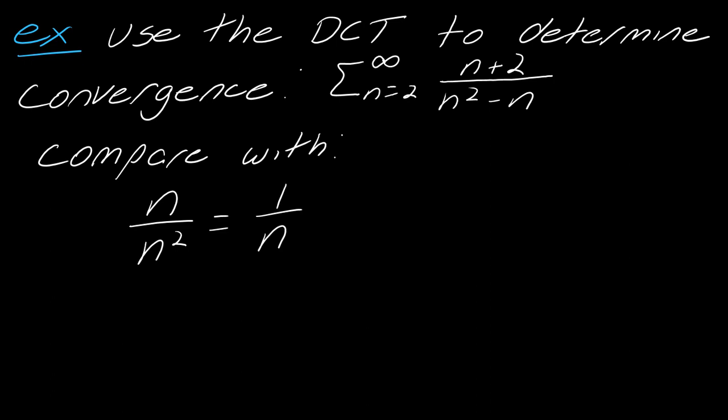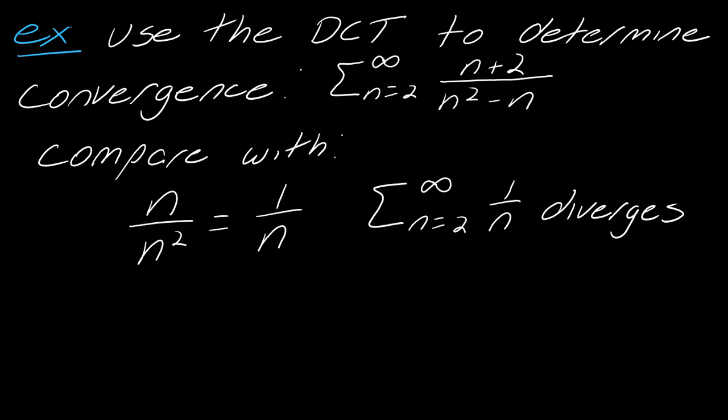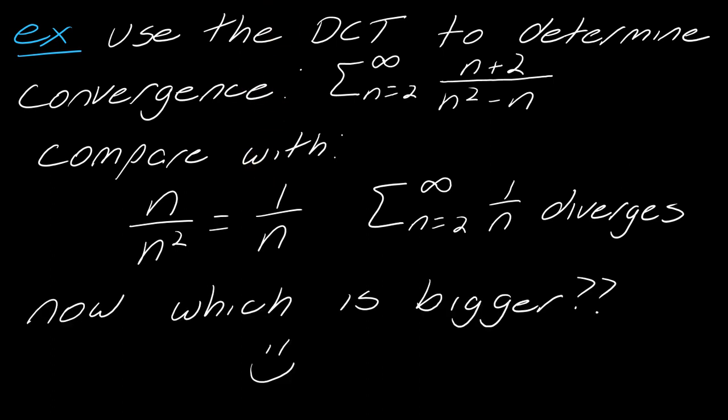So first I want to think about what happens with the series summing up all the terms 1 over n. Well, this is just the harmonic series, so this diverges. So I am comparing this with a series that I know diverges. The only other thing is, how do these two things compare? In other words, which one of these is bigger? Because that matters for our test.